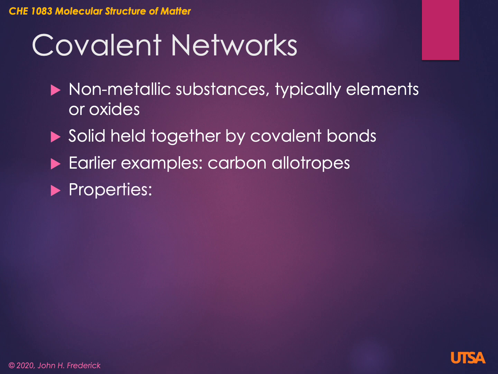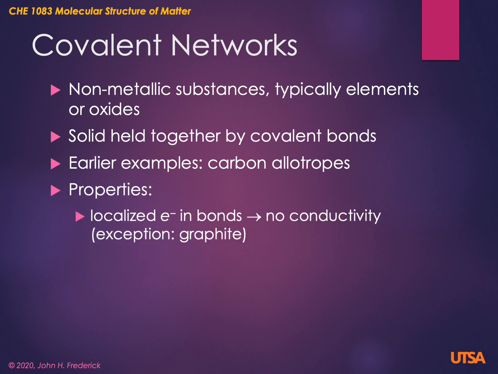Among the properties one finds in these solids are that their electrons typically are localized in bonds, so they don't freely flow from one part of the solid to another, which means that many of them are not very good conductors, although some of them do serve as semiconductors. Graphite, on the other hand, is a good conductor simply because it has an extended pi system that allows electrons to flow freely across its surface.